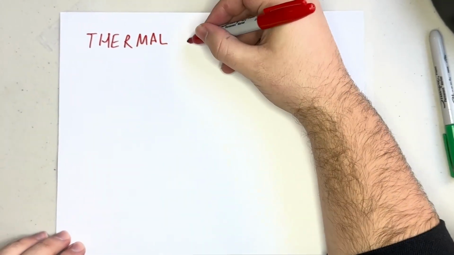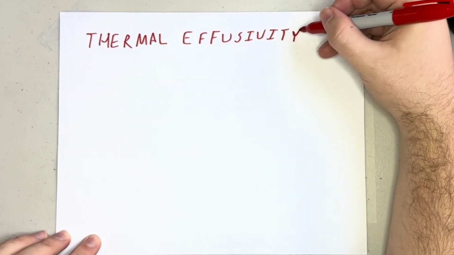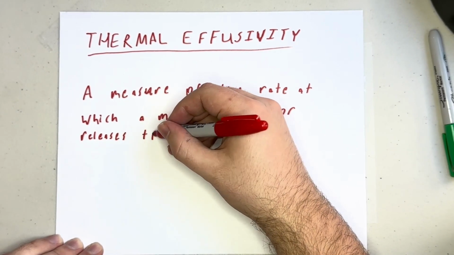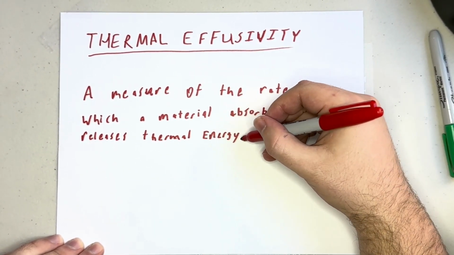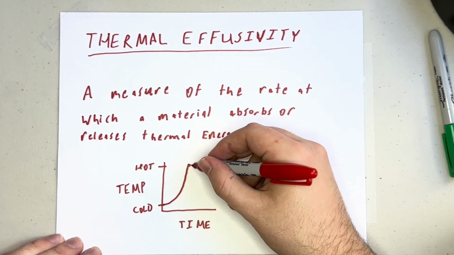Thermal effusivity is a measure of the rate at which a material, be it gas or otherwise, absorbs or releases thermal energy, i.e., how long does it take our hot plate to heat all the way up and then cool all the way back down.